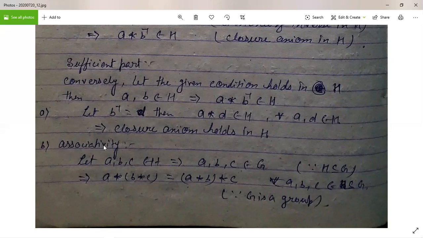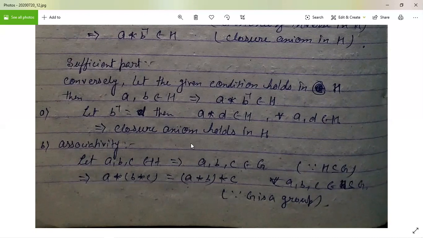Now, next one is the associativity. Let A, comma B, comma C belong to H. This implies that A, B, C belong to H. Since H is a subset of G and G is a group, therefore we can say A star B star C equals A star B star C, all of this belonging to H, a subset of G. Since G is a group, the closure axiom and associativity axiom hold.